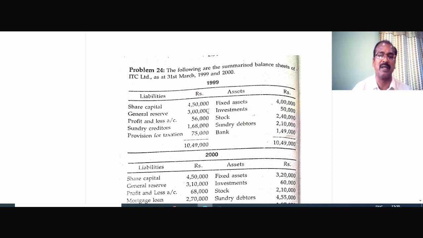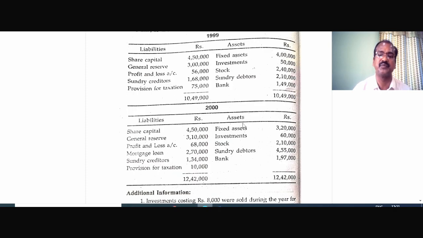You are given the share capital, general reserve, profit and loss account, sundry creditor. Sundry creditor is a current liability which would be taken over to the schedule of changes in working capital. Provision for taxation: we will open a ledger account for provision for taxation, fixed assets, investments, stock, sundry debtors, bank. Stock, sundry debtors and bank are current assets. These will also be taken over to the schedule of changes in working capital to learn what change has been taking place in the working capital during the current year comparing that of the previous year.